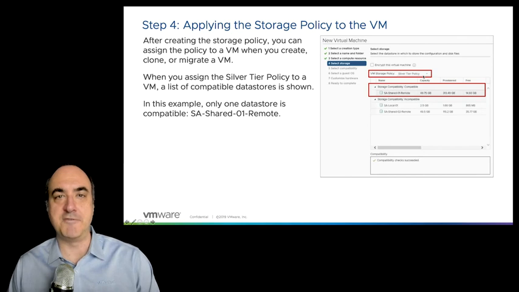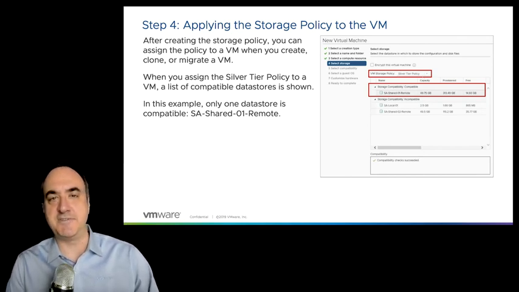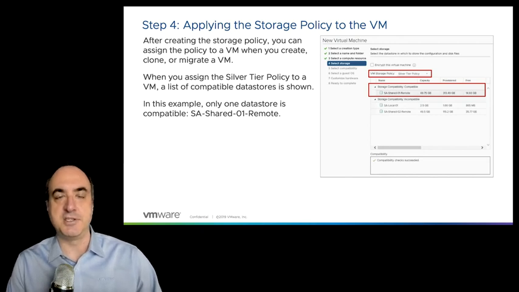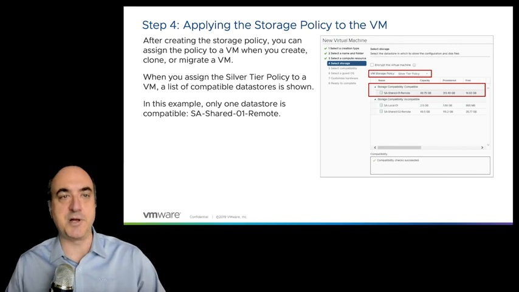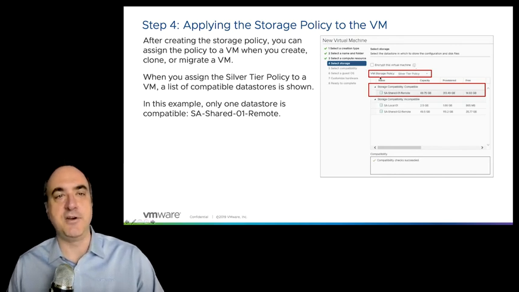Now, since we gave the VM the silver policy, what's the wizard going to do? It's going to help steer us to place the VM on the most appropriate storage. Since we actually did find that there was a data store that was compatible with the silver tier policy, well, it will show it to us right here. If I have a silver tier policy, there happens to be a silver tier compatible data store right here, right? This one here called SA Shared 01 Remote.